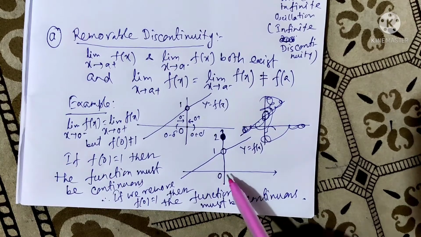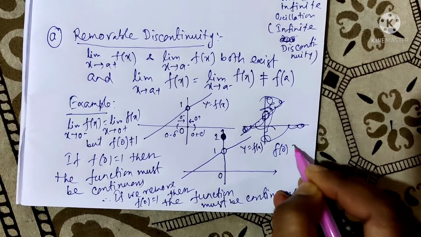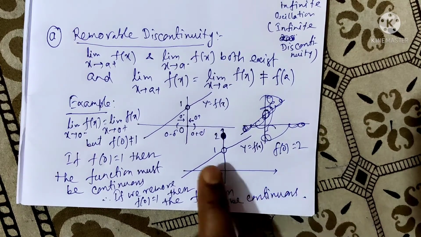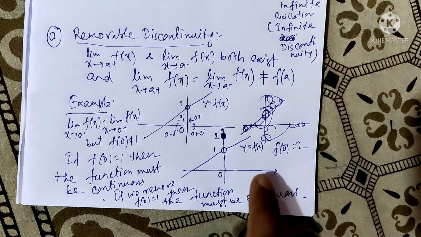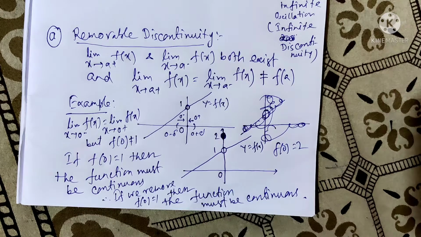As in the second case, here f(0) equals 2. In the second case, f(0) equals 2. If you redefine this value so that it equals 1, then the function must be continuous. This is also an example of a removable discontinuity function.